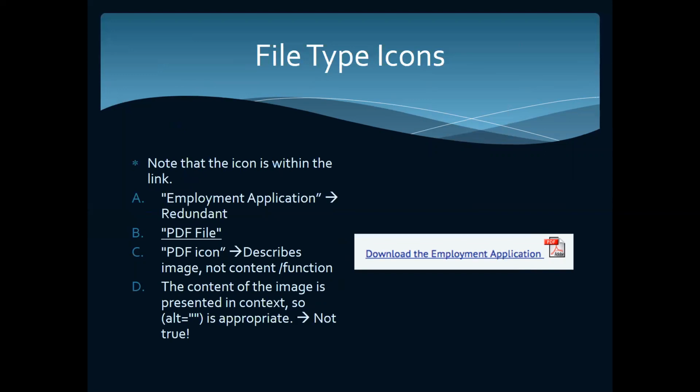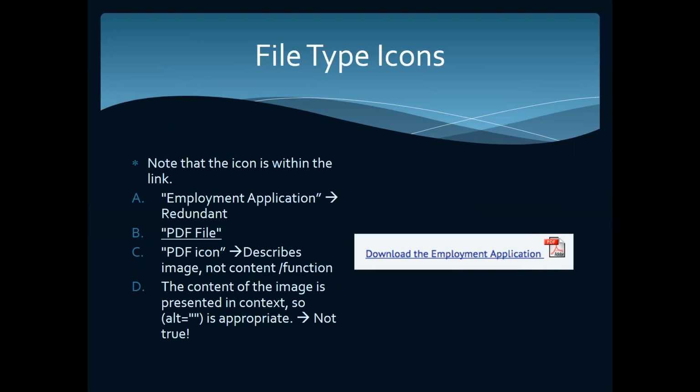Option A is redundant with surrounding text. The text in the link specifies that what you'll be downloading is an employment application. Therefore, it's not necessary to describe the icon as "employment application." Option B is probably the best choice, though perhaps even more succinctly, just "PDF" would be sufficient, because it clearly provides the content that is being presented by the image, that the link goes to a PDF file. The function, download the employment application, is presented within the text of the link, so it doesn't need to be included again within the alt attribute.